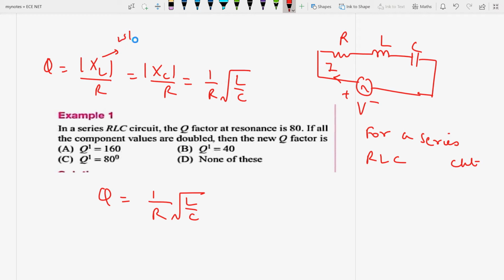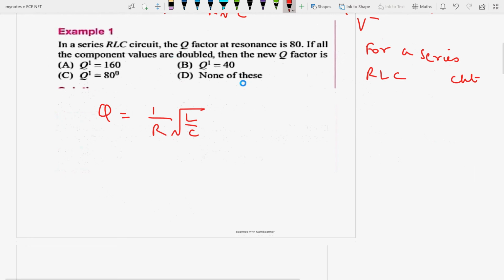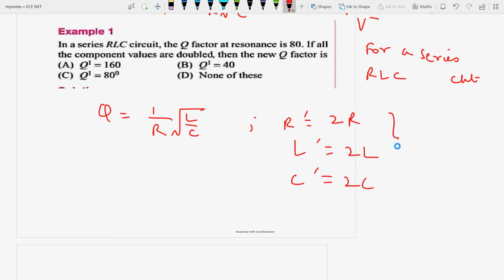XL is omega L. XC is 1 upon omega C. So just simplifying the equations, we get the resultant formula. Okay, now it is said that if all the component values are doubled, that means R dash is equal to twice R, L dash is equal to twice L, and C dash is equal to twice C, as these are the given conditions.